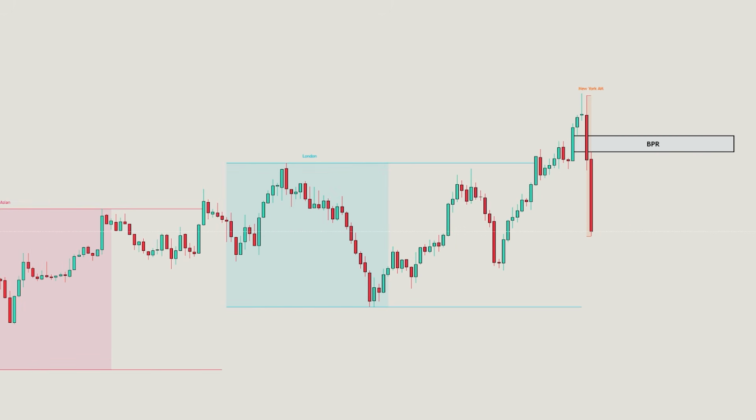Step 3 is confirmation via FVG. Once liquidity is grabbed, there is the fair value gap zone. This is the trace of the institutional order. If the market respects this zone, it is a strong signal that the move was not random.